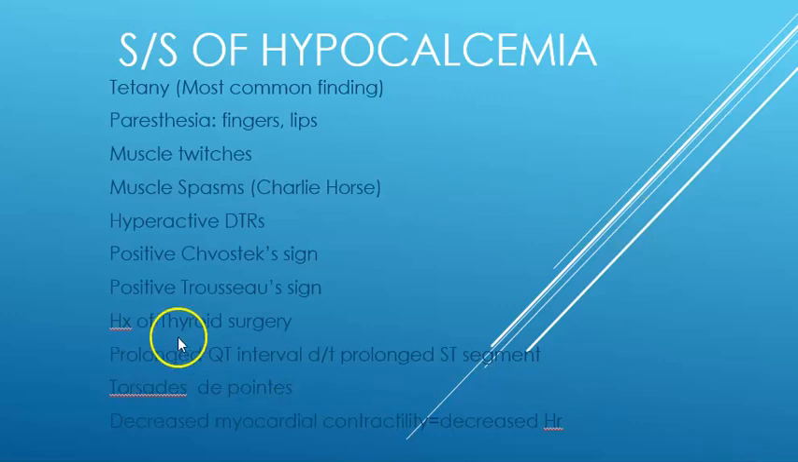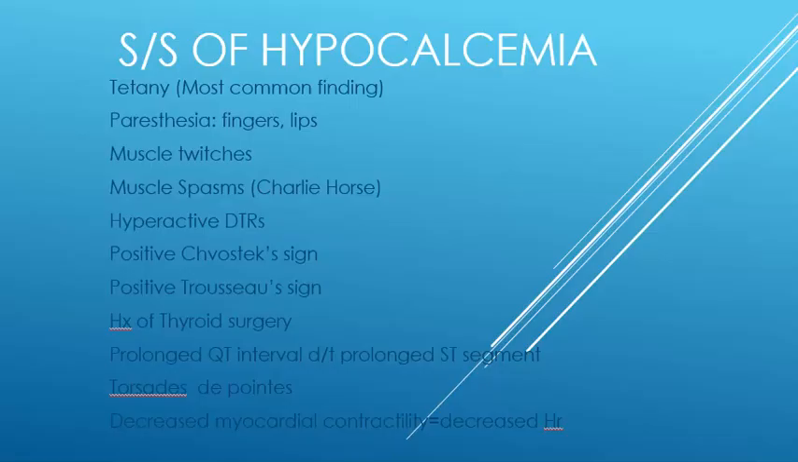Other signs and symptoms could be prolonged QT intervals, your torsades de pointes, which is a dysrhythmia, decreased heart rate due to decreased myocardial contractility, and then don't forget your two different signs. This torsades de pointes is a fast heart rhythm, and if it's not corrected immediately, it can lead to death.